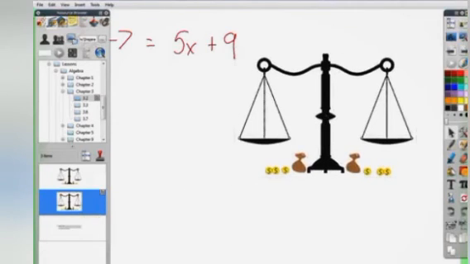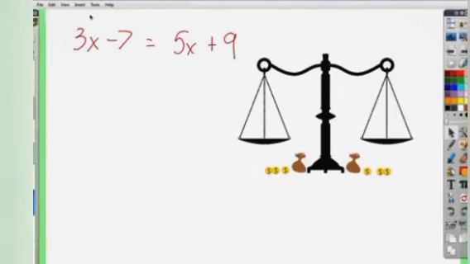So I'm going to recreate this equation with a good old set of scales.